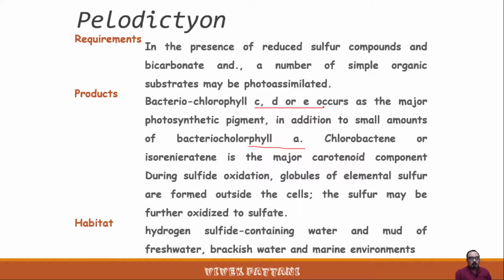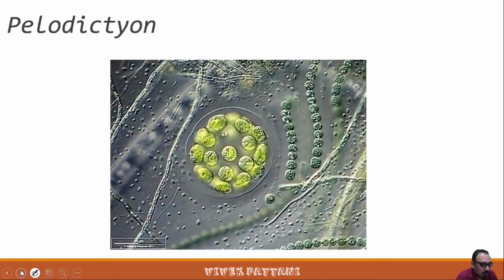photosynthetic pigment. Chlorobactene or isorenieratene is the major carotenoid component, and during sulfide oxidation, globules of elemental sulfur are formed outside the cells. The sulfur may be oxidized to sulfate. The habitat is hydrogen sulfide containing water, in fresh water, brackish water and marine environments. This is a photograph of a Pelodictyon.